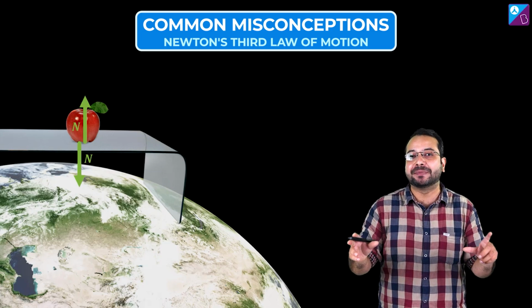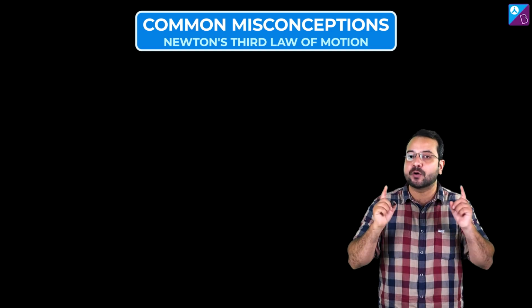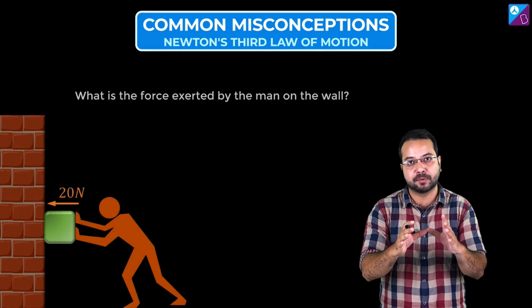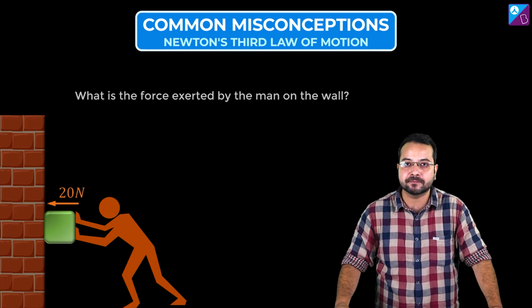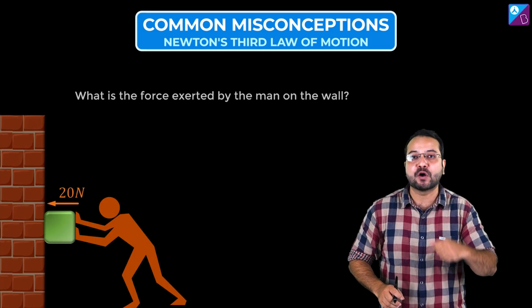So I hope now you completely understand Newton's third law of motion, and to check your understanding, can you answer this question? Now a man is applying a force of 20 Newton on a block kept against a wall. The question is, what is the force exerted by the man on the wall?